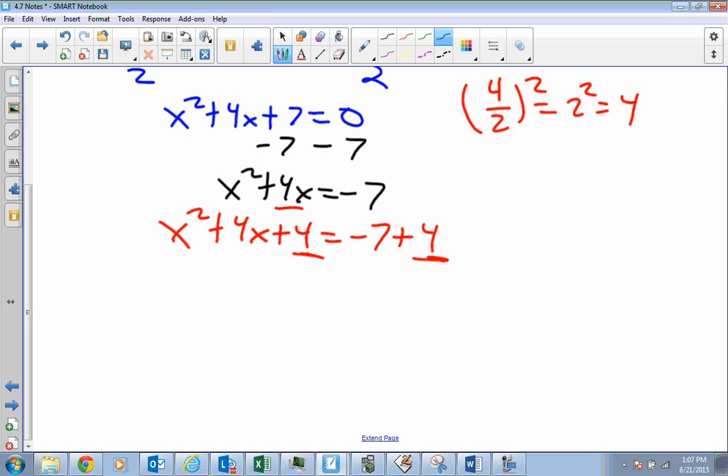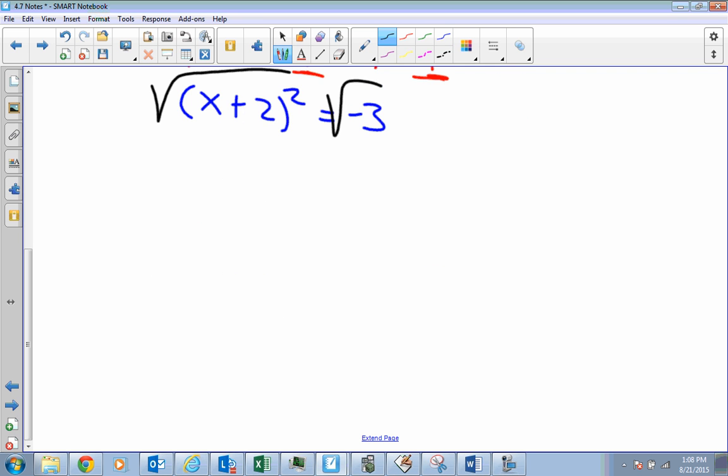Then we have to write it as a binomial squared, so we write x plus 2 squared, and square root of 4 is 2, or 4 divided by 2 is 2, equals negative 3. Then we have to take the square root of that. So we get x plus 2 equals plus or minus the square root of negative, so we have the i square root of 3.